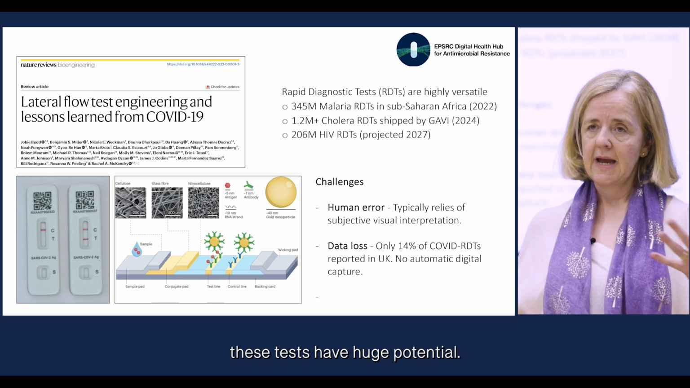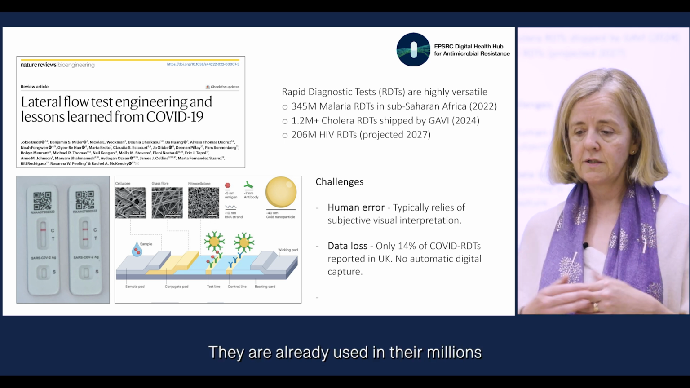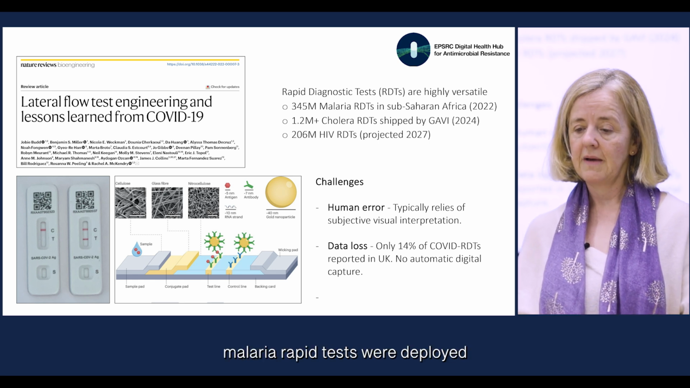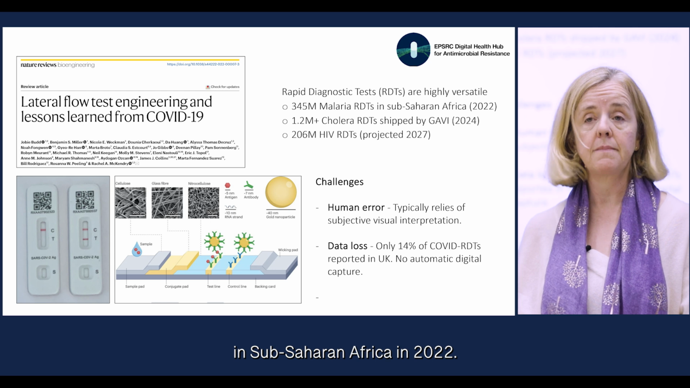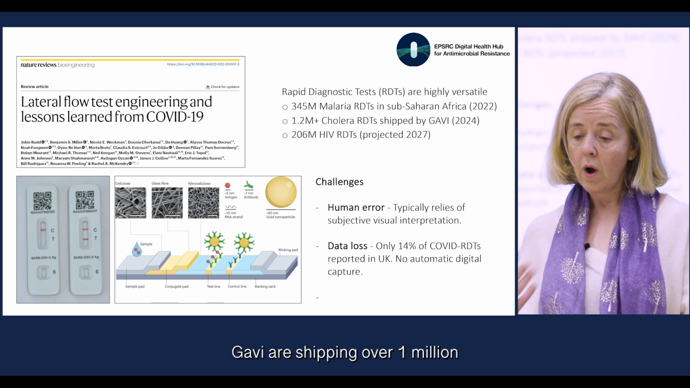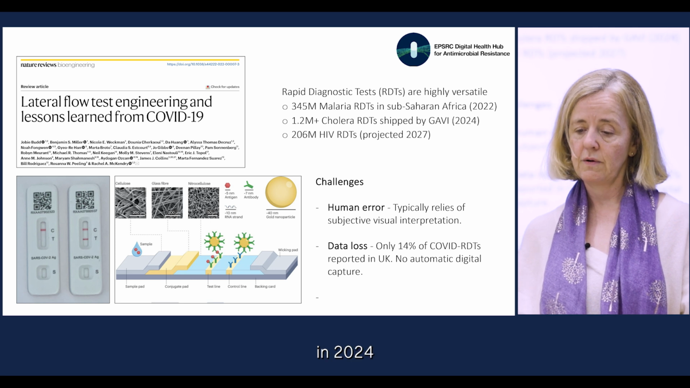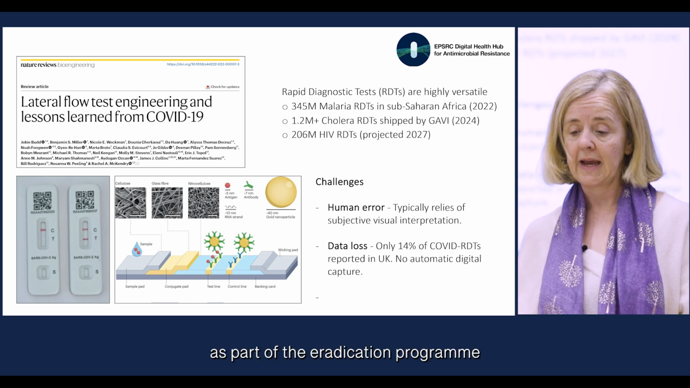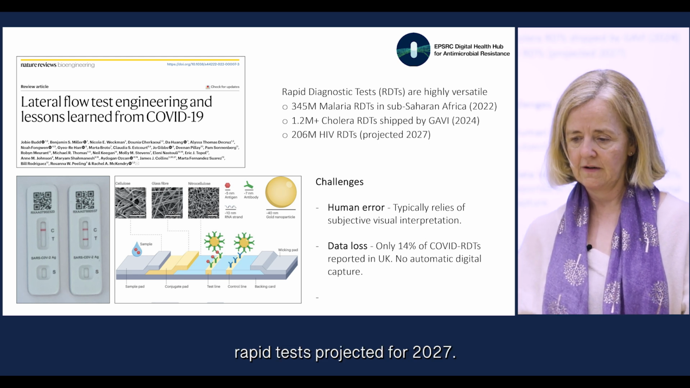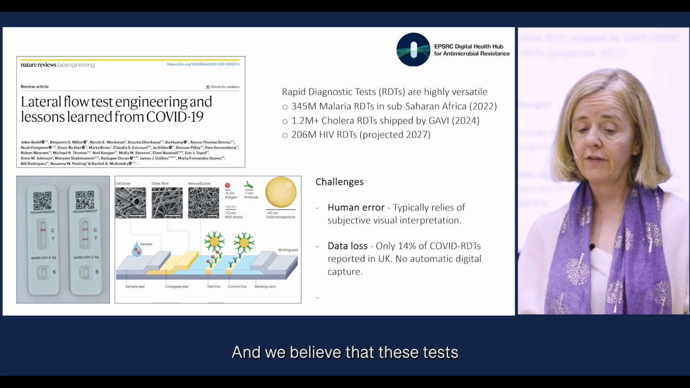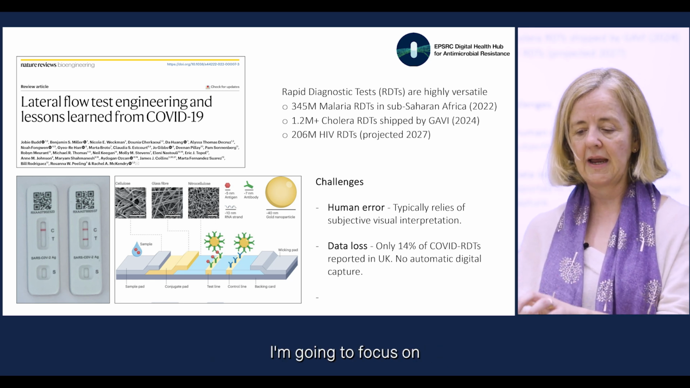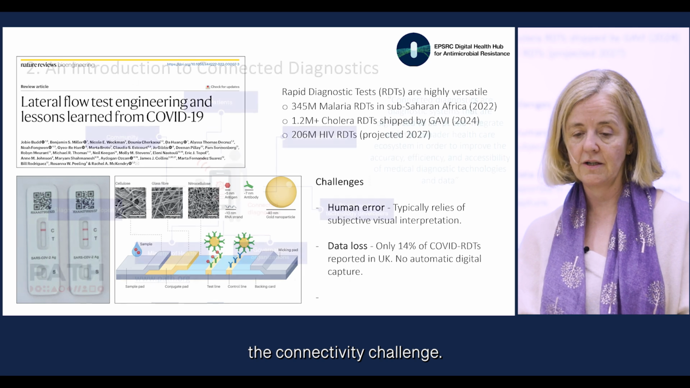But more broadly, these tests have huge potential. They're already used in their millions around the world. Here you can see 345 million malaria rapid tests were deployed in sub-Saharan Africa in 2022. Gavi are shipping over 1 million cholera tests in 2024 as part of the eradication programme for cholera, and for HIV, over 2 million rapid tests projected for 2027. And we believe that these tests could be very important in tackling AMR. And in this lecture today, I'm going to focus on the connectivity challenge.